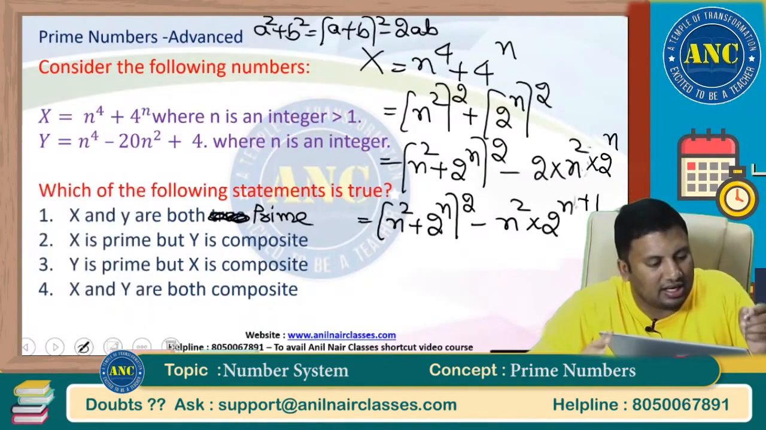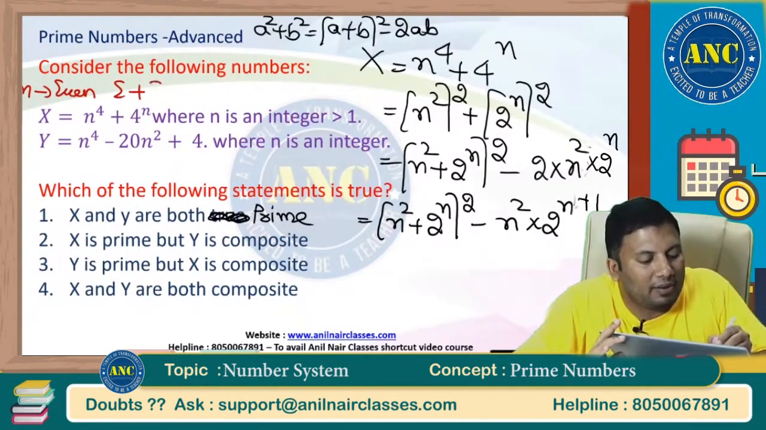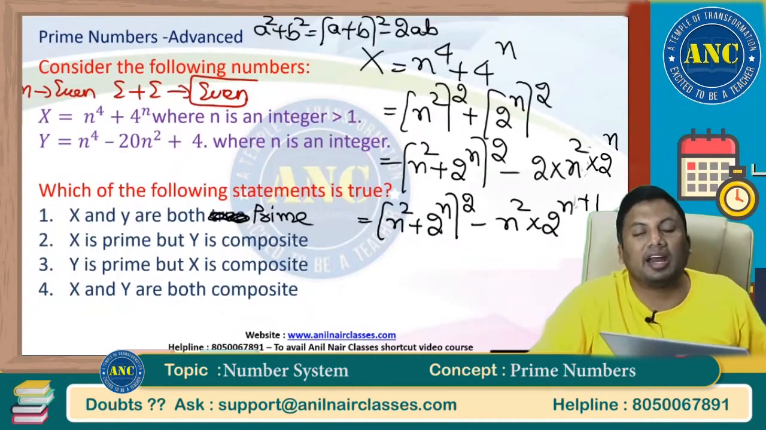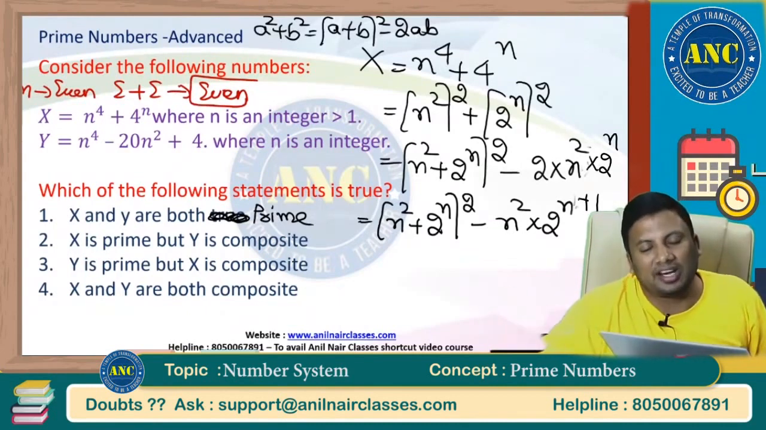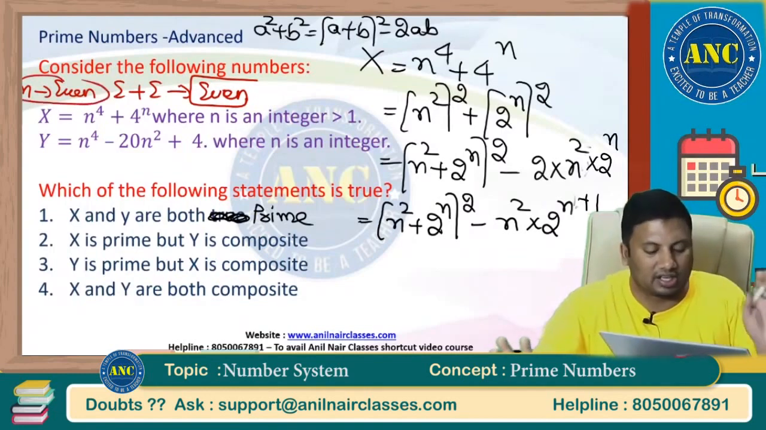If n is an even number, then even power any number is even, and even plus even is even. The right hand side is an even number. Other than 2, all the prime numbers are odd. So n being even is not possible.